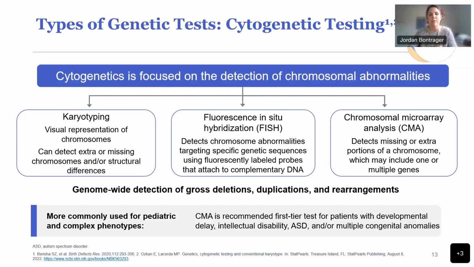And microarray really scans these large sequences of DNA to see, is there a deletion or duplication that spans multiple genes that could be causing a disorder. These are more commonly used for pediatric, complex, syndromic type of phenotypes. It's recommended as the first tier test for patients with developmental delay, intellectual disability, autism spectrum disorder, or multiple congenital anomalies. So again, doesn't come up all that frequently, but might be something for a particularly complex case that you may need to order a chromosomal microarray.